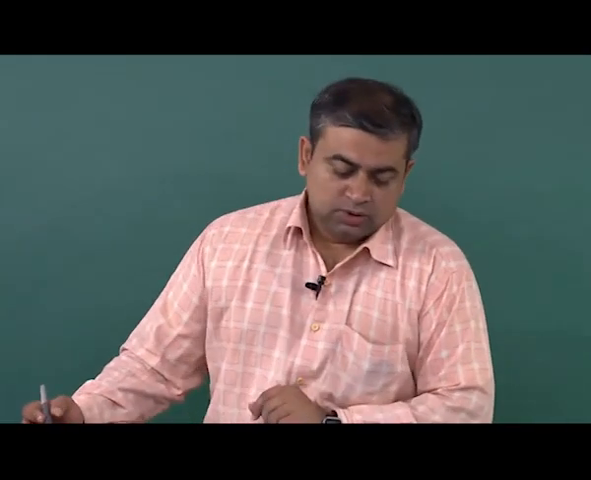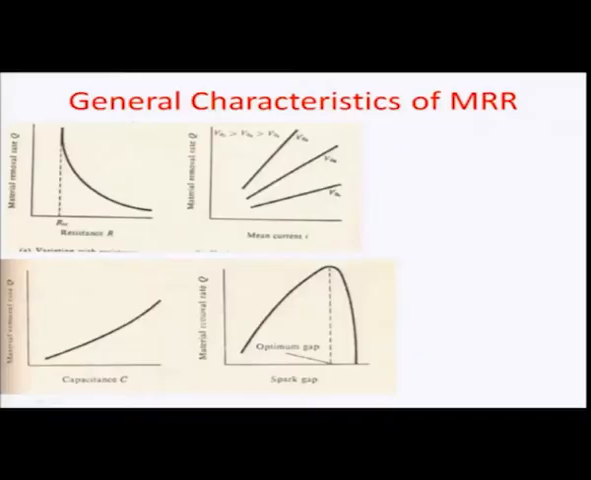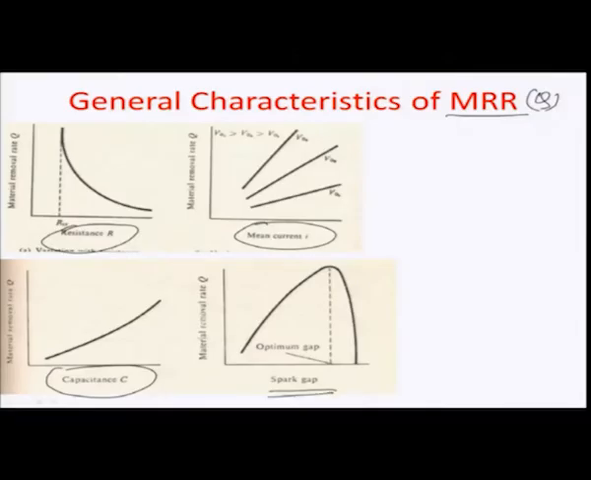trends with the different parameters that we have discussed so far. So here in this particular slide we are illustrating the variation of the material removal rate Q with respect to different parameters like the resistance of the charging circuit, the mean current I. In this particular instance, it is the capacitance C of the relaxation circuit, and then of course the variation of MRR with respect to the spark gap.